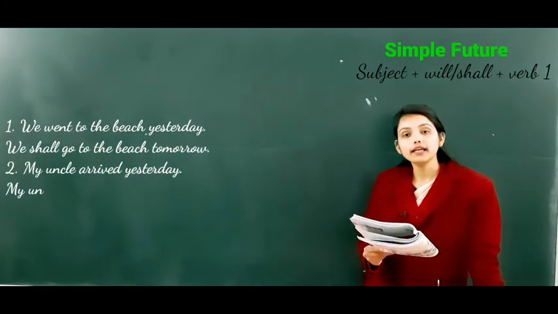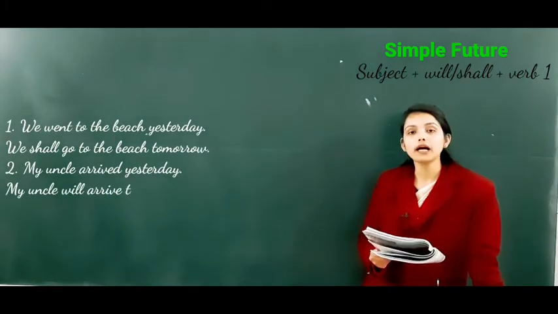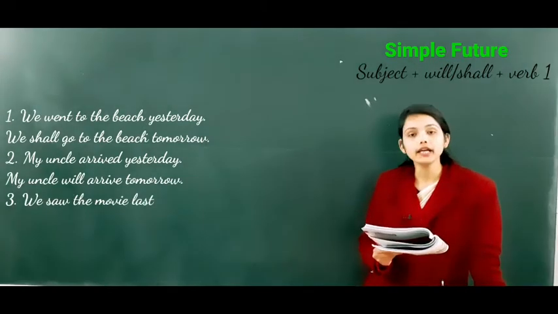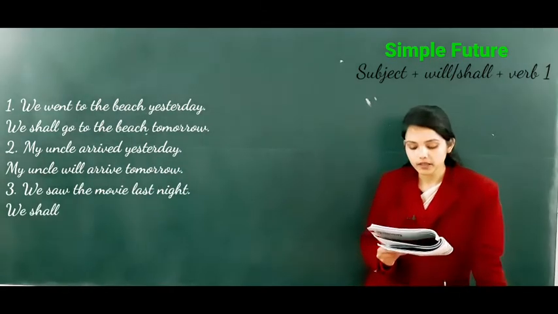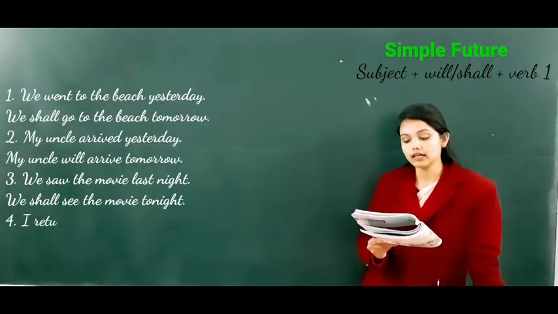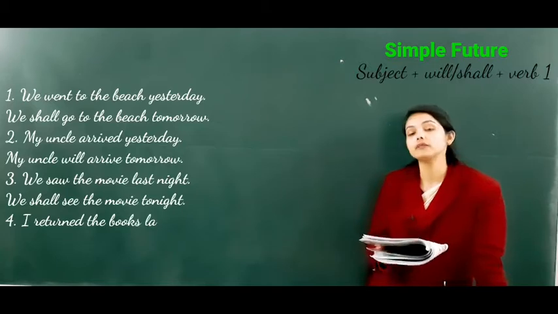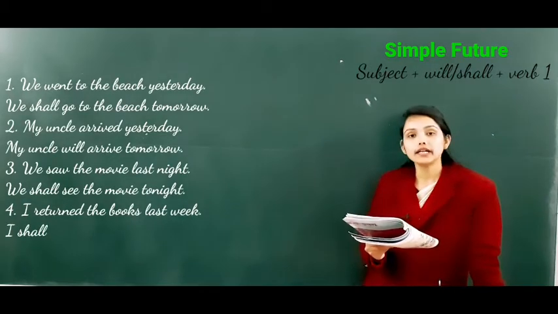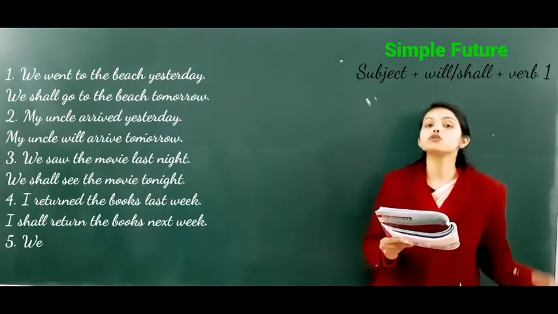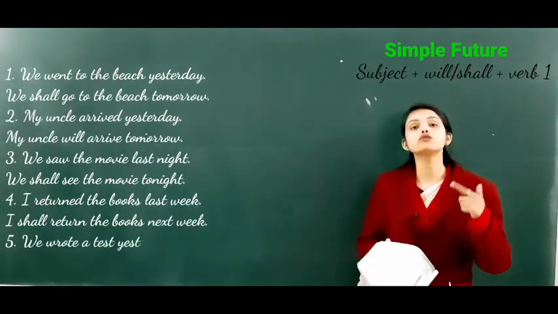तो we और I के साथ हम shall यूज़ करते हैं और बाकी जो भी सब्जेक्ट्स हैं उसके साथ हम will यूज़ करेंगे. तो यहाँ पर we है तो हम we के साथ shall यूज़ करेंगे. We went to the beach yesterday. Yesterday की बात हो रही है, इसे हमें future tense में change करना है. It means simple future tense. So the correct answer will be we shall go to the beach tomorrow. For yesterday we will use tomorrow.